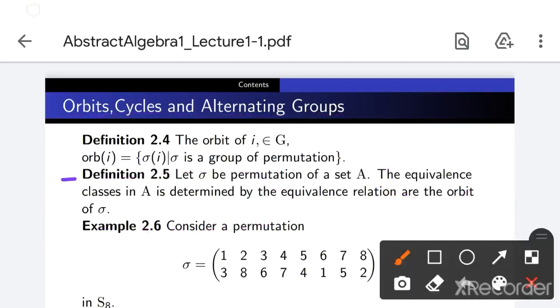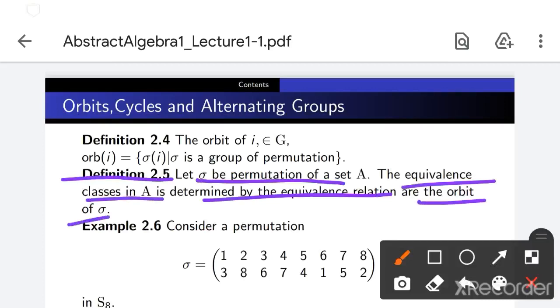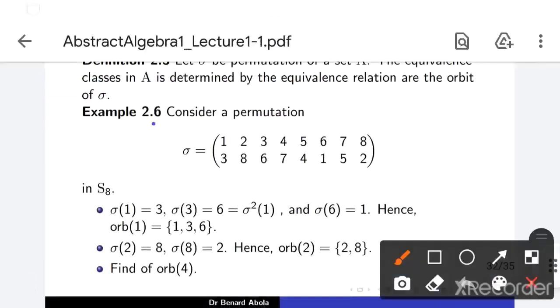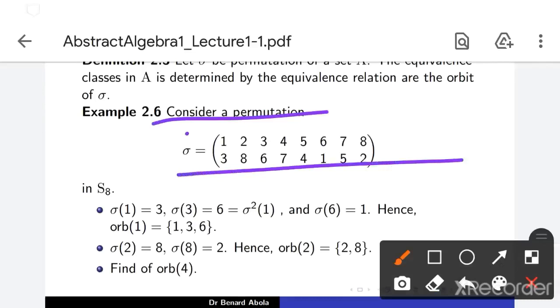So if I look at definition 2.5, let this be a permutation of set A. The equivalence classes in A, determined by the equivalence relation, are the orbits of that permutation. So the orbits are what I want us to look at. Example, consider a permutation. I've told you already how this permutation is formed, isn't it? You have a 1, its permutation value is 3, a 2, permutation value is 8, a 3, permutation value is 6, a 4, a 7, a 5, like that.